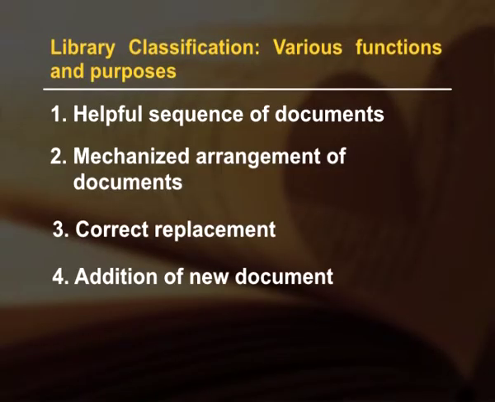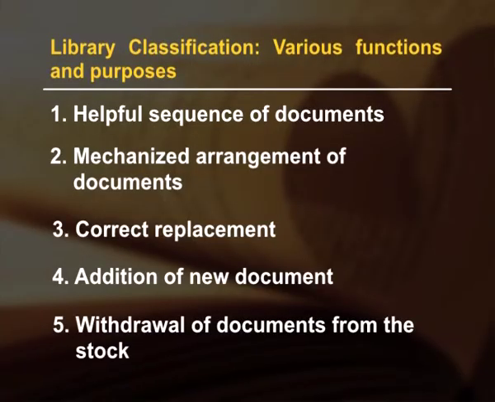Classification enables the correct replacement of documents when they have been returned from use. Fourth, addition of new document. Library classification helps in finding the most helpful place for a new document among the existing documents in the library. Fifth, withdrawal of documents from the stock. Withdrawal of a document, if required, can be done easily from a systematically arranged sequence of documents.